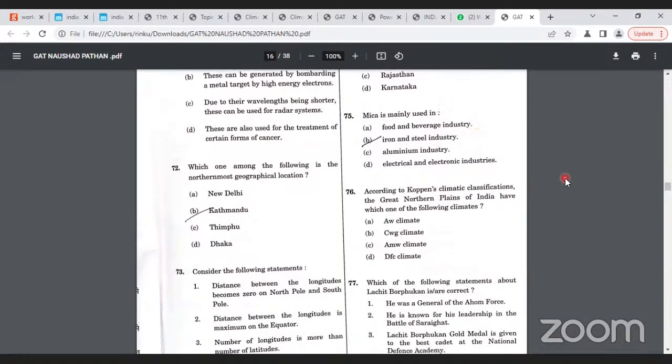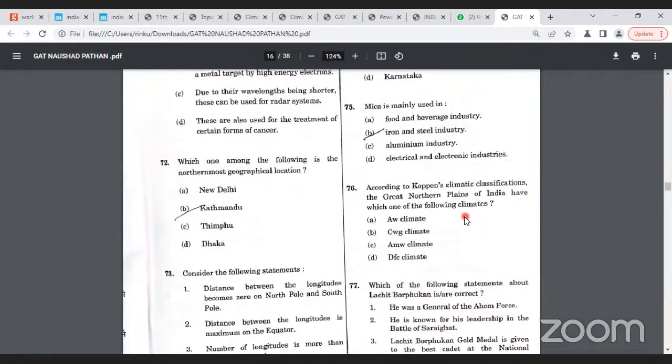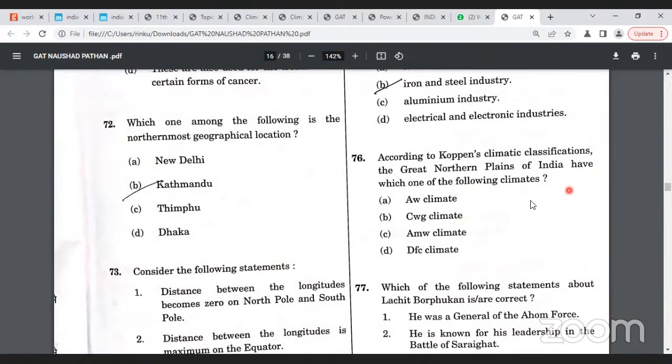Mica is mainly used in electrical and electronic industries. That is, it is used as an insulator. Mica is used as an insulator. Hence, there is a very huge demand for mica as far as the electrical and electronic industries are concerned. Okay. Question number 76. According to Köppen's climatic classifications, the Great Northern Plains of India have which one of the following climates?